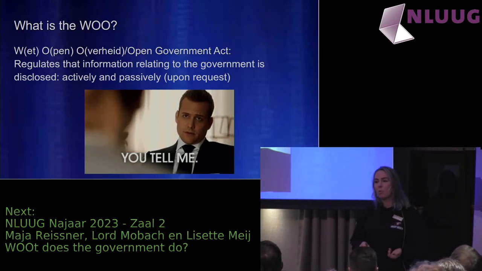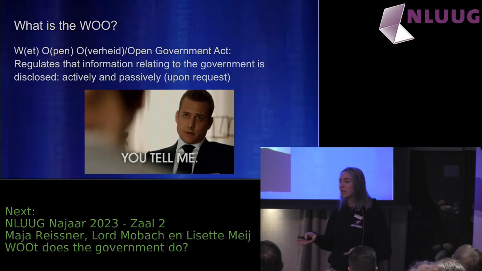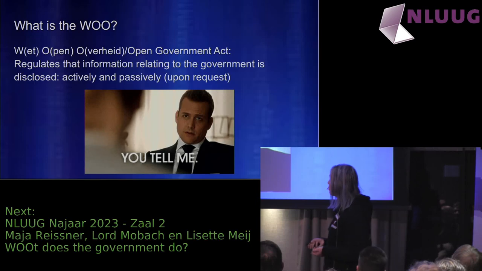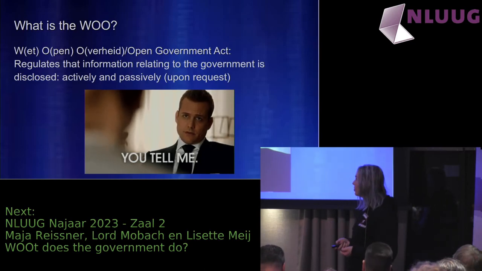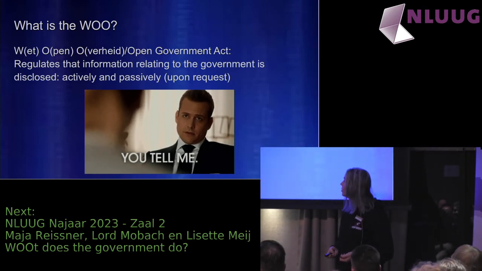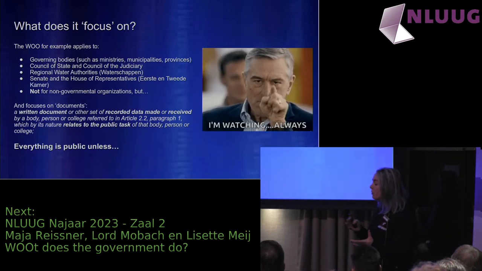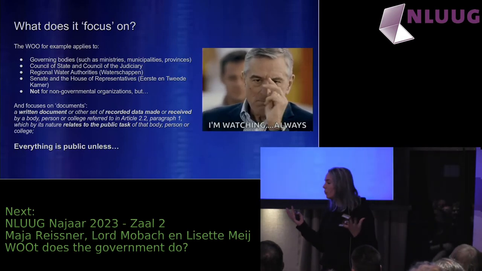It's called the Wet Open Overheid, or in English, the Open Government Act, and it basically regulates the disclosure of information by your government. And this disclosure has to be not only passive, so upon request by, for example, us as citizens, but also active by the government themselves. So we want to know what they are doing. So you tell me what you're doing. And before I take you down memory lane, I will first tell you what it focuses on to give you a better view of what it is.